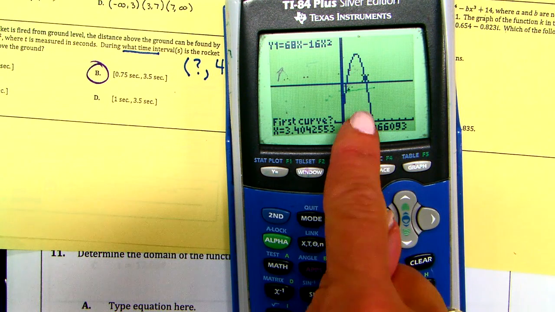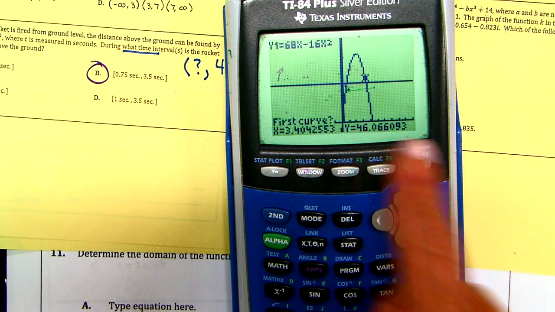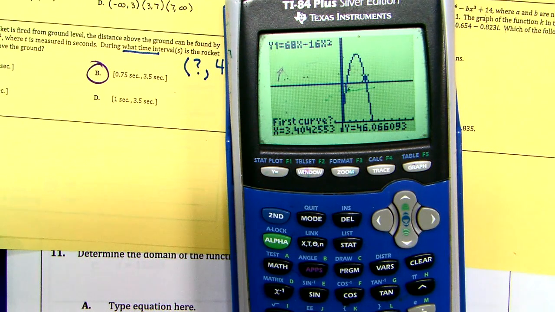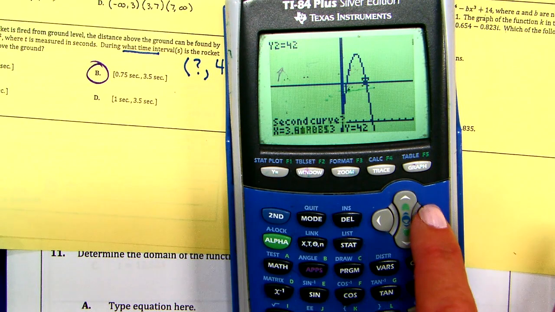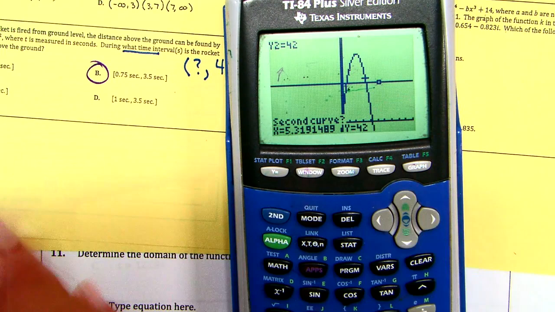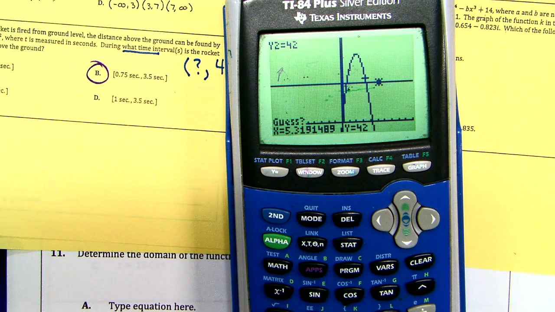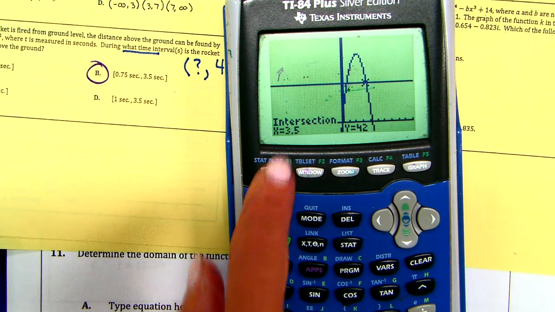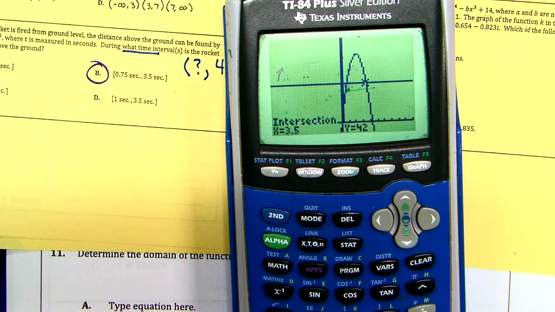Are you on this intersection right now? Yeah. Okay, so watch me and then I'll come over. So enter, and then second curve. Make sure you're moving your cursor enough so you can see it. So I'm to the right of it now, enter, yes, guess, and I get 3.5 as my other intersection.